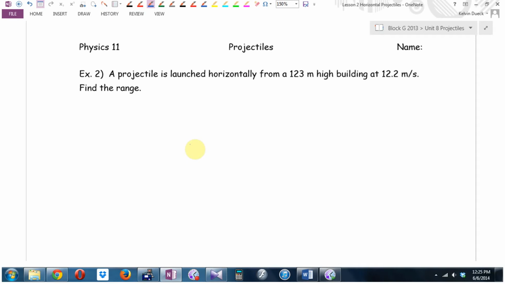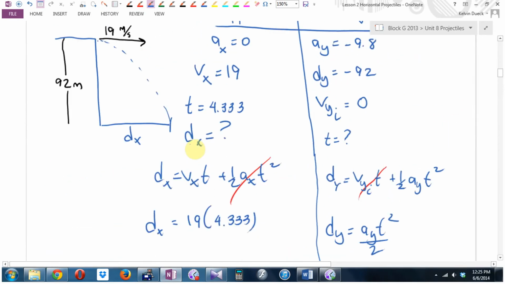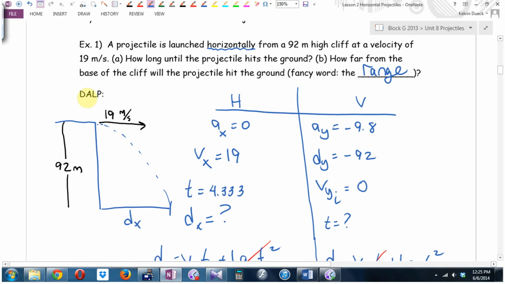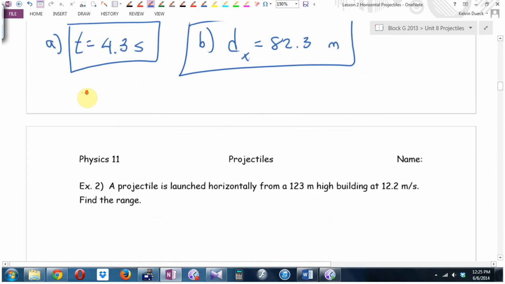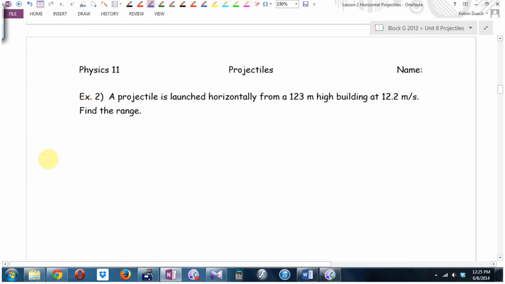How would I start this? I would DALP, draw a little picture. DALP stands for draw a little picture, if you're wondering. I did that at the beginning of the year, and I don't know if I ever explained that to you. So it is DALP, draw a little picture. It's going to look really similar to the one we just did.